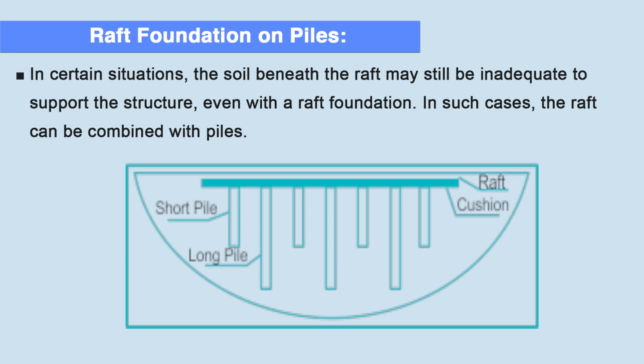Then the next is raft foundation on piles. In certain situations, the soil beneath the raft may still be inadequate to support the structure even with a raft foundation. In such cases, the raft can be combined with piles. The piles are driven deep into the ground to reach a more stable stratum, and the raft is then constructed on top of these piles. This hybrid solution combines the benefits of both the raft and the pile foundations, providing stability and load distribution across problematic soils.